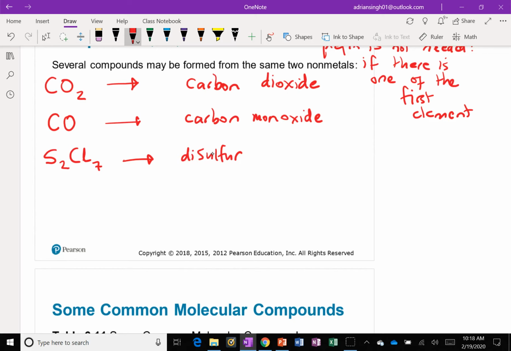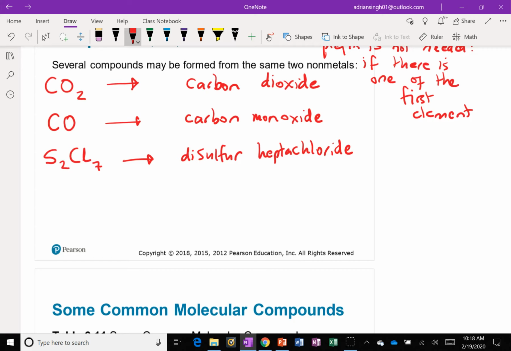And then Cl, as the last name, is chloride. And we have 7. Do you remember what the prefix for 7 was? Hepta. I know we just did it 2 minutes ago, so it may not be in your brain. Disulfur heptachloride. Okay, it's that simple for the nomenclature. It's way easier than your ionic compounds, as long as you know the prefixes. That's the only thing really that you have to memorize here, those prefixes for the numbers.